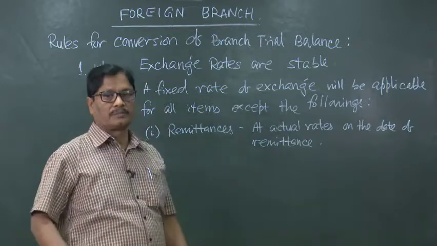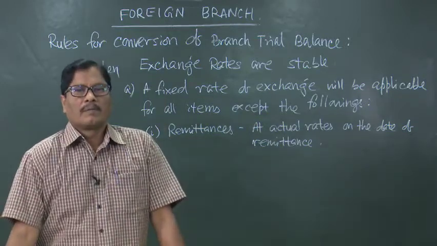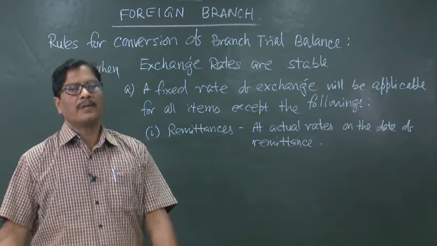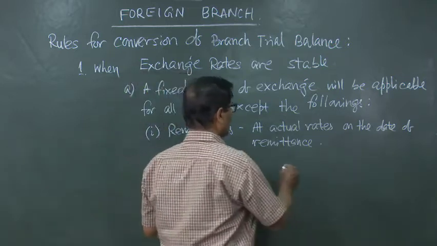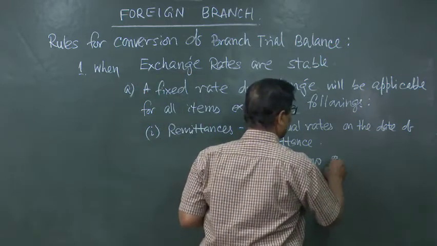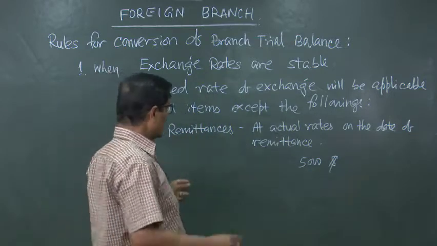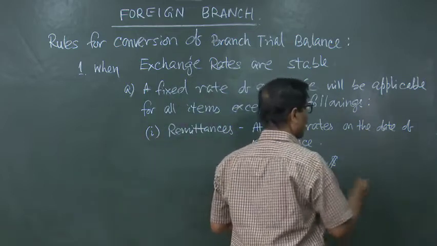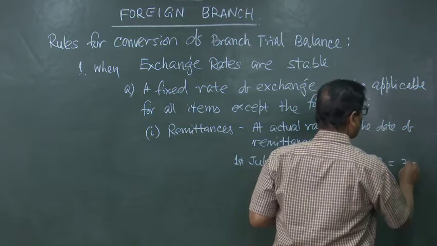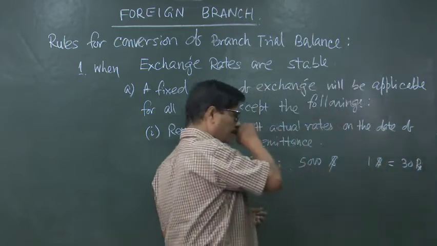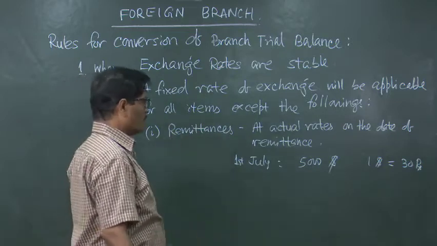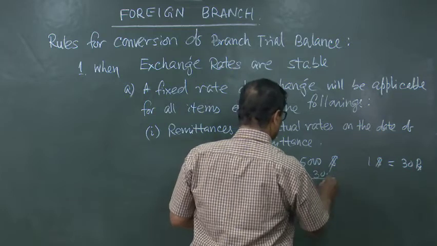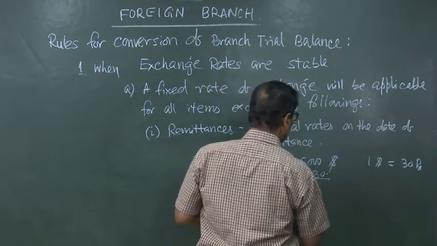Suppose on 1st July an amount of $5,000 has been sent by the branch to the head office, and on 1st July suppose the exchange rate was $1 is equal to 30 rupees, Singapore dollars, it is not USA dollars. So, $5,000 means 5,000 into 30, in terms of rupees it will be 1,50,000.